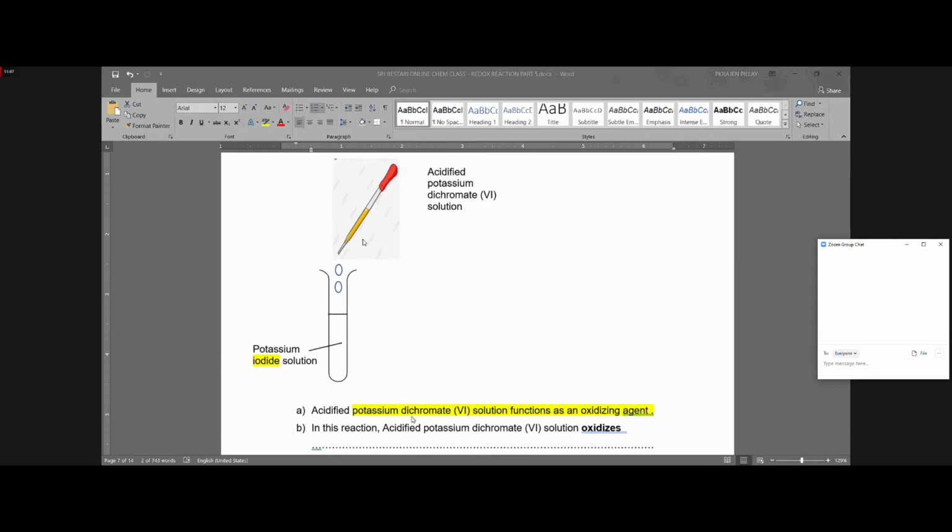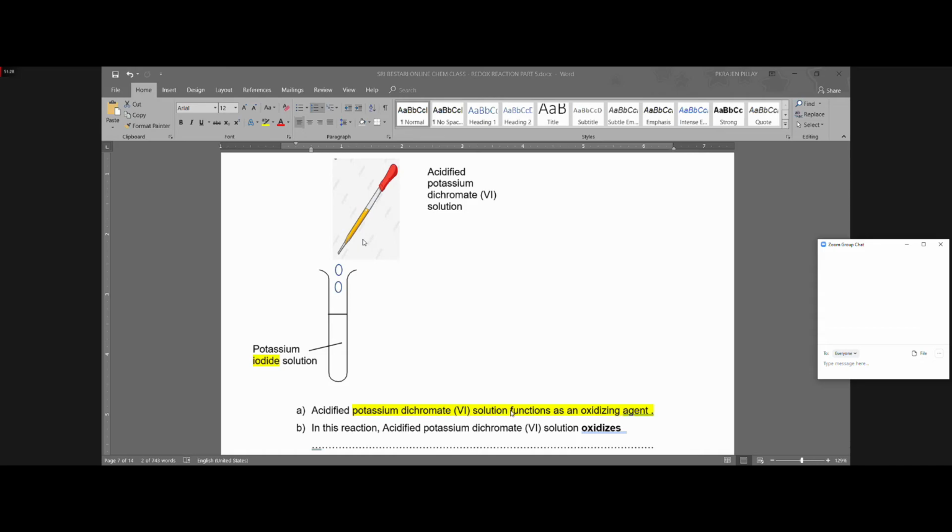Oxidizing agent, you just say dichromate 6 ion. Is that right? Chromate 6 ion? No, chromate is wrong. It must be dichromate. Chromate is CrO4, cannot. Must be dichromate 6 ion. Chromate is another compound, another ion, so be very careful.